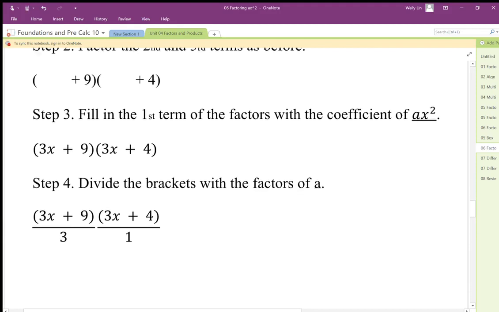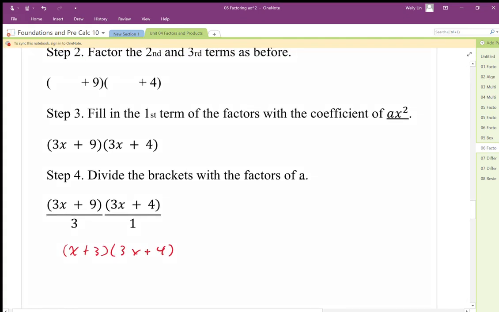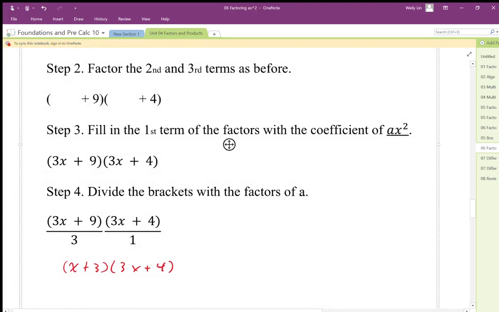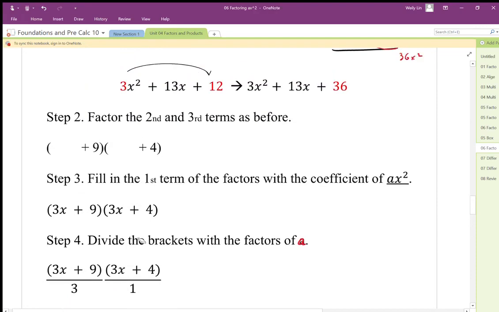So what we need to then do is take the factors of a, the leading coefficient a, and divide by the factors of a. So a is 3, so we divide by 3 and 1. This divides evenly by 3, this divides evenly by 1, so we end up with x plus 3, 3x plus 4. I'm not really going to go too much into this four-step method because, like I said, it's not really the best way because we can't see what's going on in here.